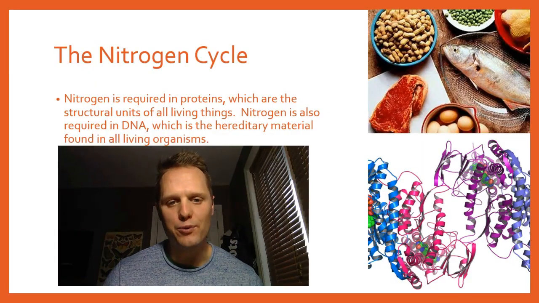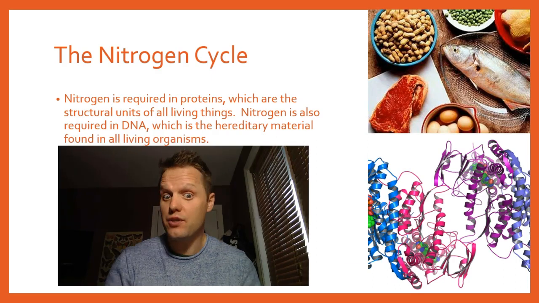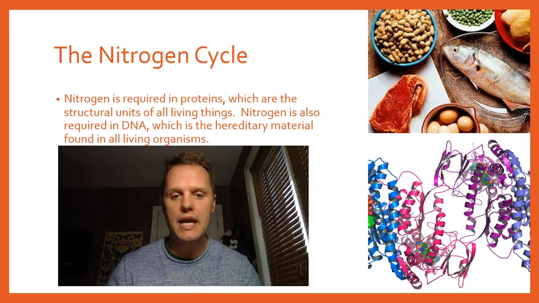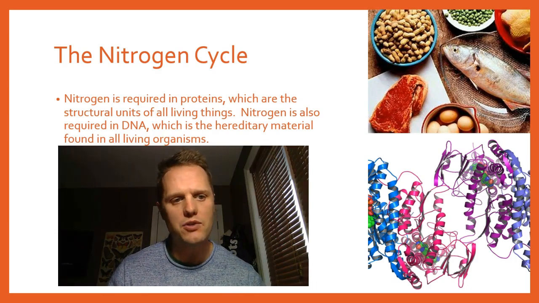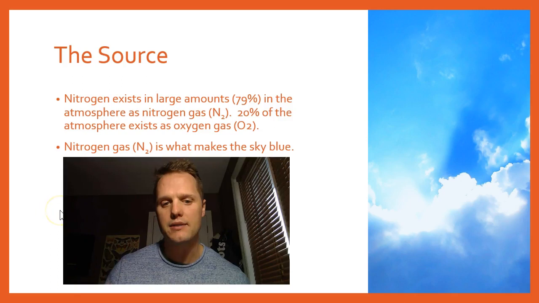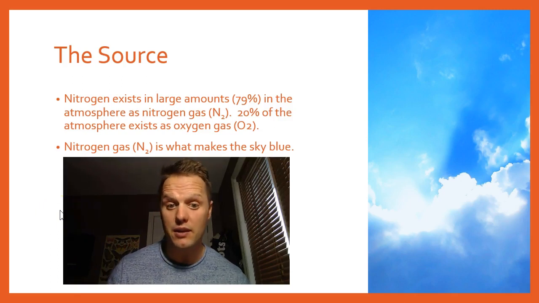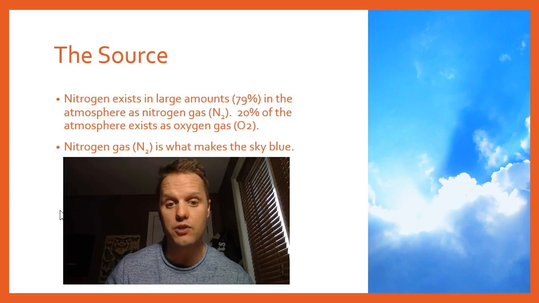You are made of protein, and nitrogen is required to make protein. And nitrogen is also required to make your DNA, which is your hereditary material. It's the code that makes you you, and it's found in all living organisms. So nitrogen is a very important thing that we need. Now, the major source of nitrogen in our world is the atmosphere, which is 80% nitrogen. It's the reason why the sky is blue, and it's actually only 20% oxygen.